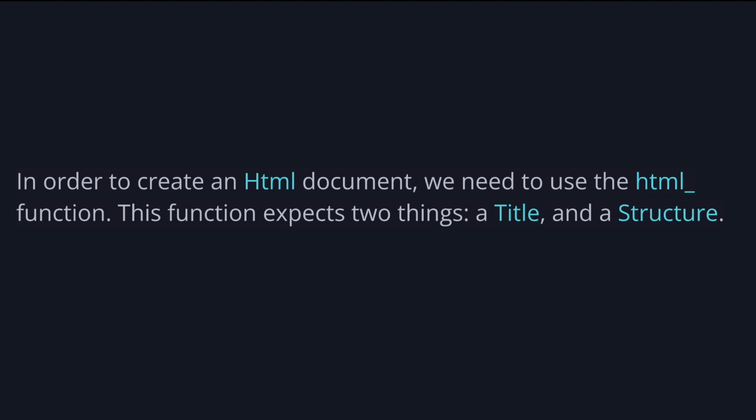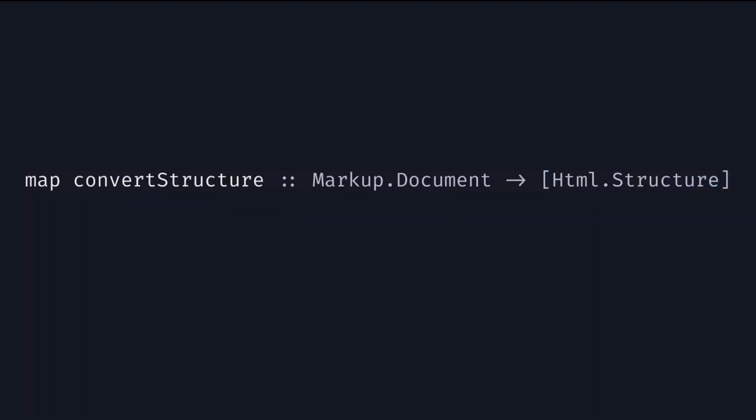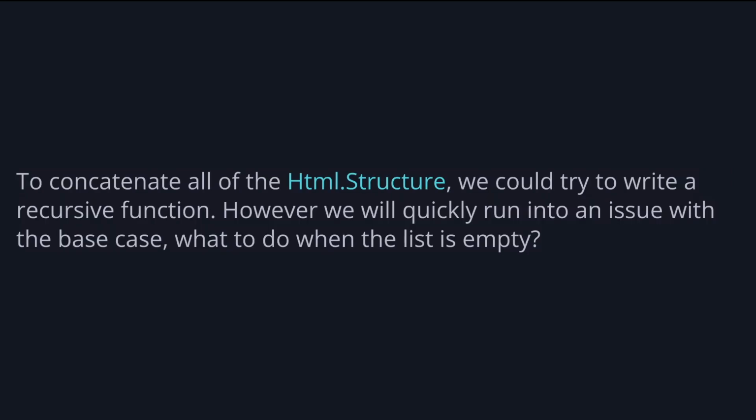In order to convert our markup document, which is a list of markup structures, to an HTML structure, we need to convert each markup structure and then concatenate them together. We already know how to convert each markup structure. We can use the convert structure function we wrote and map. This will provide us with the following function. To concatenate all of the HTML structures, we could try to write a recursive function. However, we will quickly run into an issue with the base case. What to do when the list is empty?